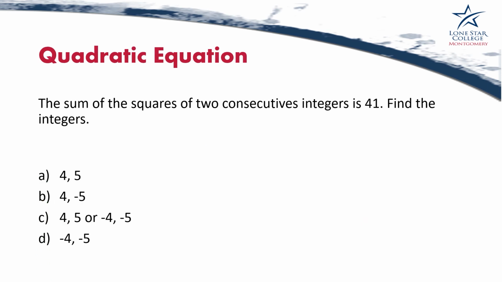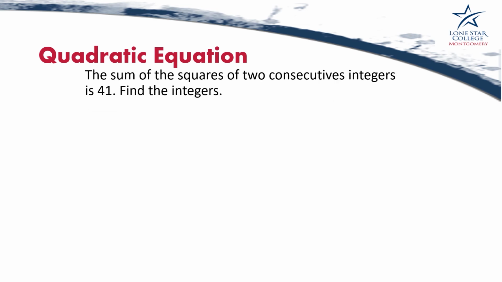Okay, so now going to another word problem that involves a quadratic equation, and we'll see why. The sum of the squares of two consecutive integers is 41. Find the integers. So let's read each term and try to translate that into some type of equation here. Sum we know is addition. Squares is anything raised to the power of 2, with exponent 2.